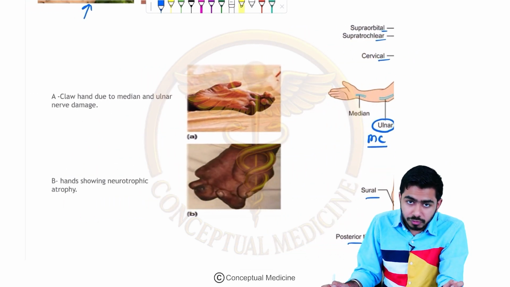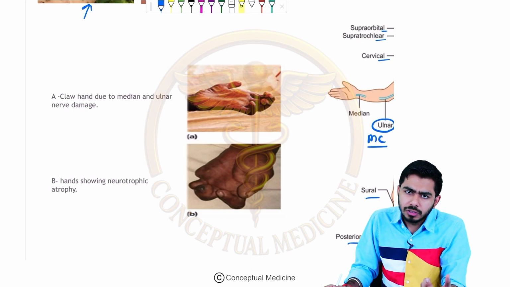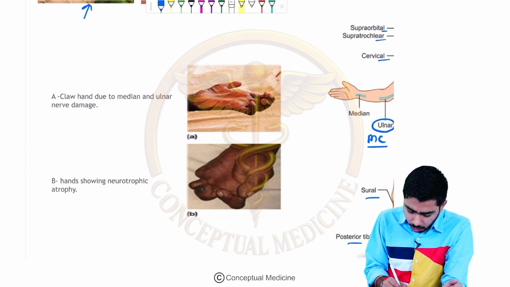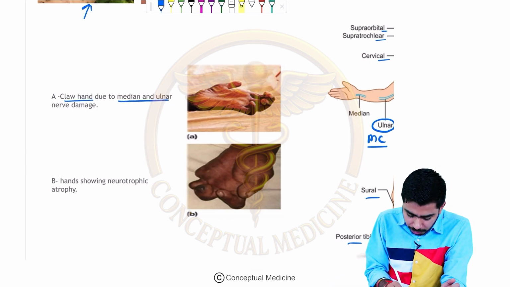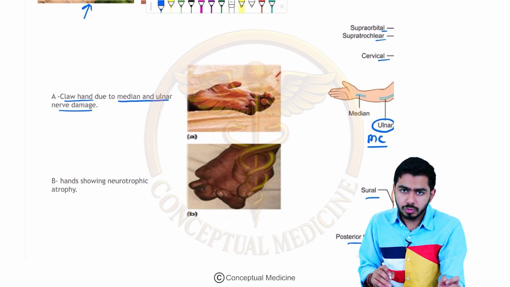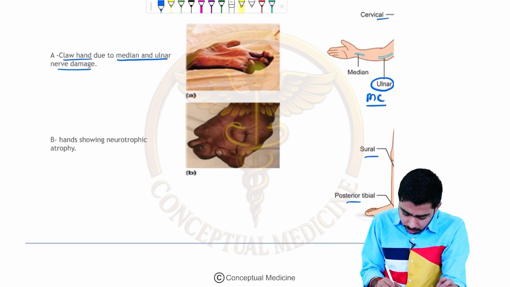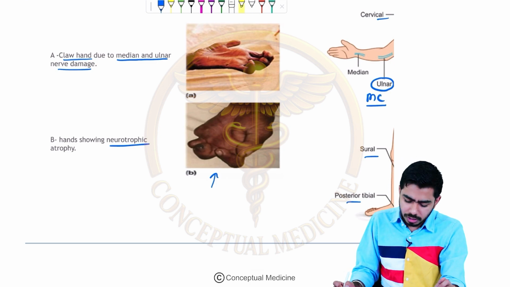If the nerves are involved, then obviously whatever nerve is involved, we will be seeing that kind of characteristic feature. You might have studied in anatomy and orthopedics that claw hand might be seen due to median and ulnar nerve damage, right? Due to that, the claw hand might be seen there, right? And here in the second picture you are seeing that neurotrophic atrophy can be seen as well, right?